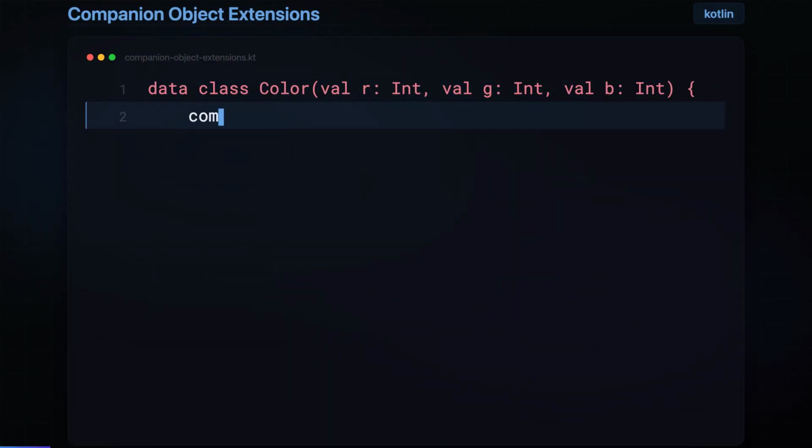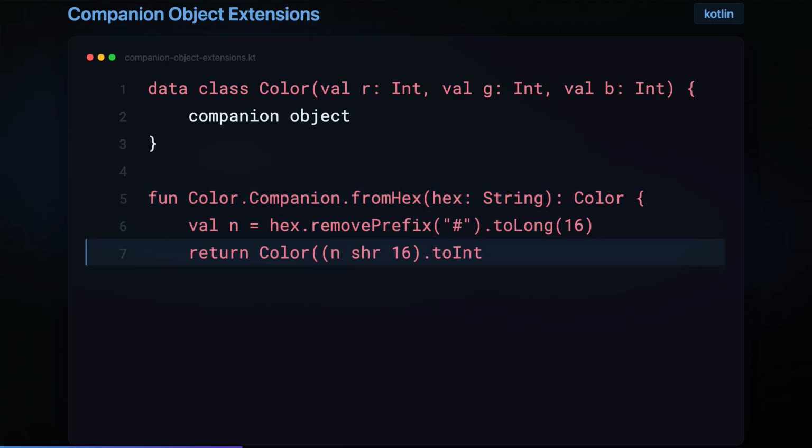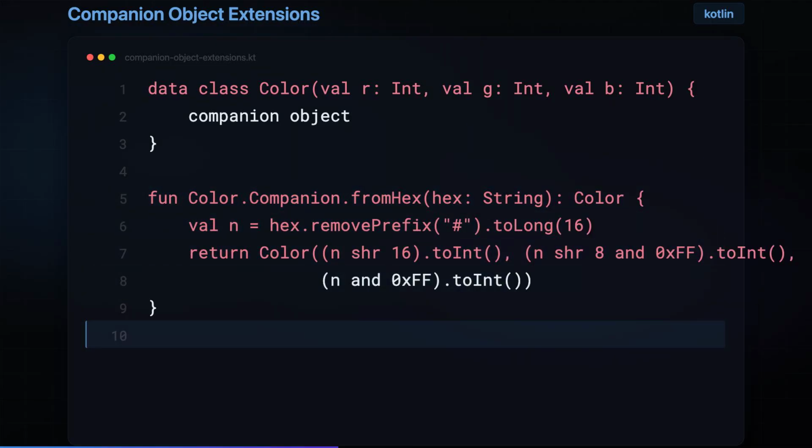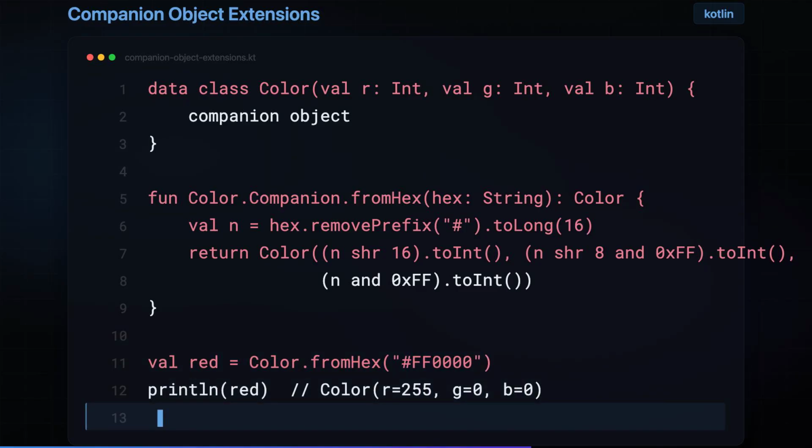Add factory-style methods to a class's companion object via extension. Write fun MyClass.Companion.create, and call it as MyClass.create, like a static factory but defined outside the class. This pattern lets library consumers add factory methods without touching the class source.